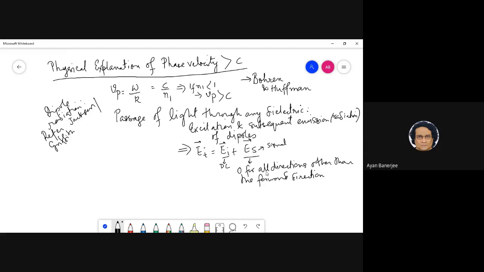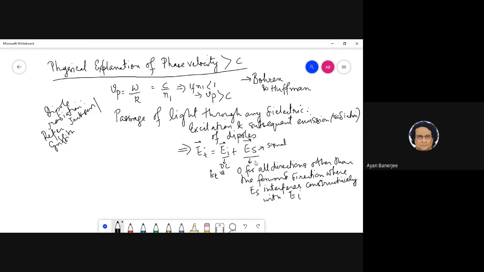So actually what one should write is that this ET is zero for all directions other than the forward direction, where your ES interferes constructively with EI. Okay, so this is actually the crucial part.